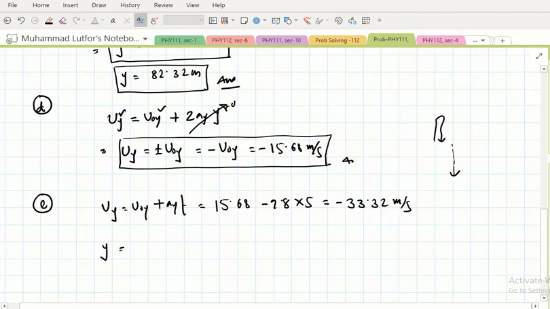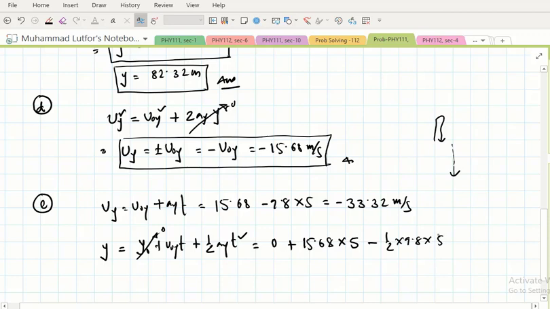What about that position? Position I can also find out using y naught plus v naught y t plus half of a y t square. This will be basically y naught, again I am considering this is 0. So 0 plus 15.68 into 5, because I want to find the displacement at 5 seconds, minus half of 9.8 into 5 square.